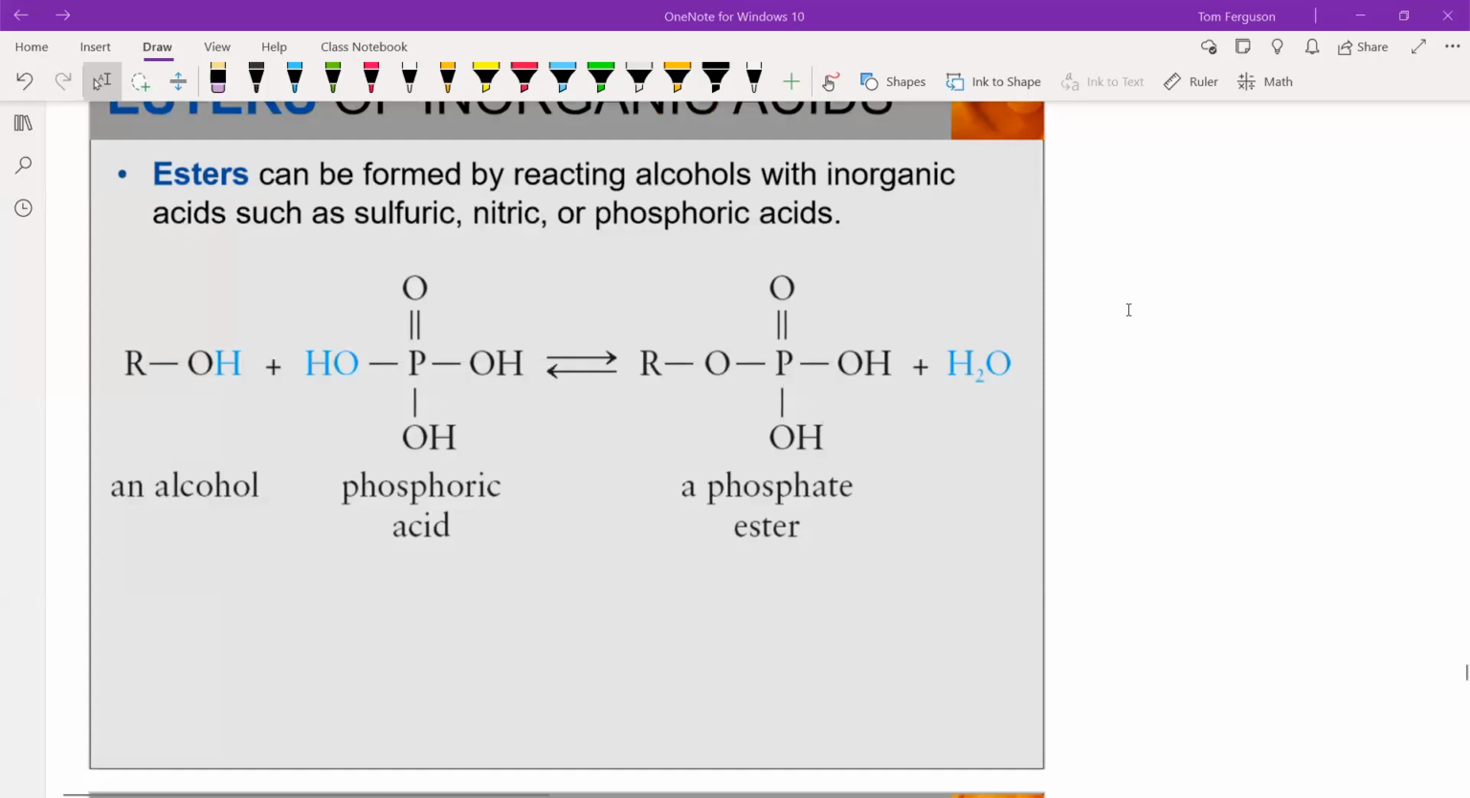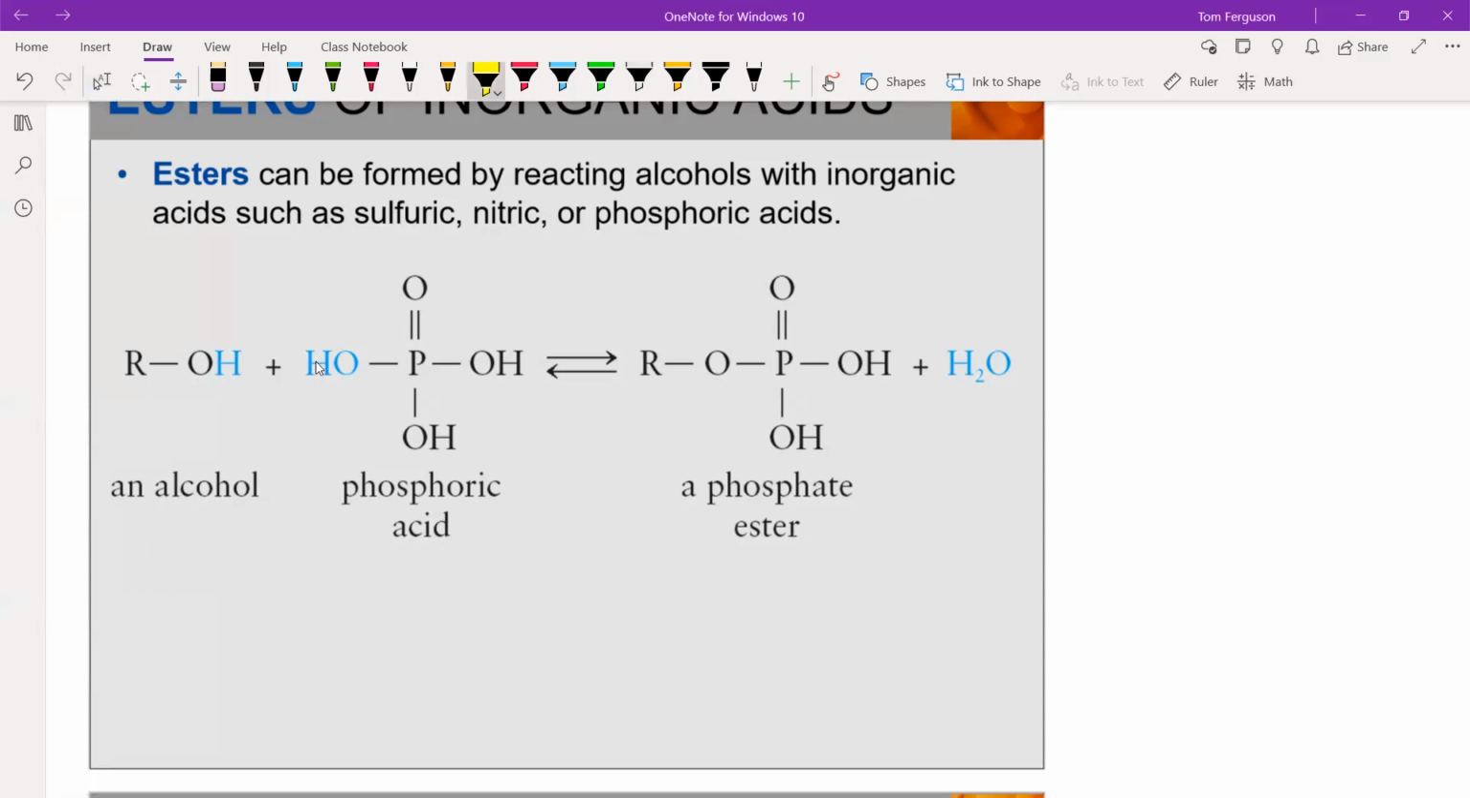Now, when we talk about esters, we need an alcohol and an acid. The acid part doesn't necessarily have to be an organic acid. It can also be an inorganic acid, like phosphoric acid. Phosphoric acid is used in our bodies a fair amount, for example, in a membrane, you have phospholipids.